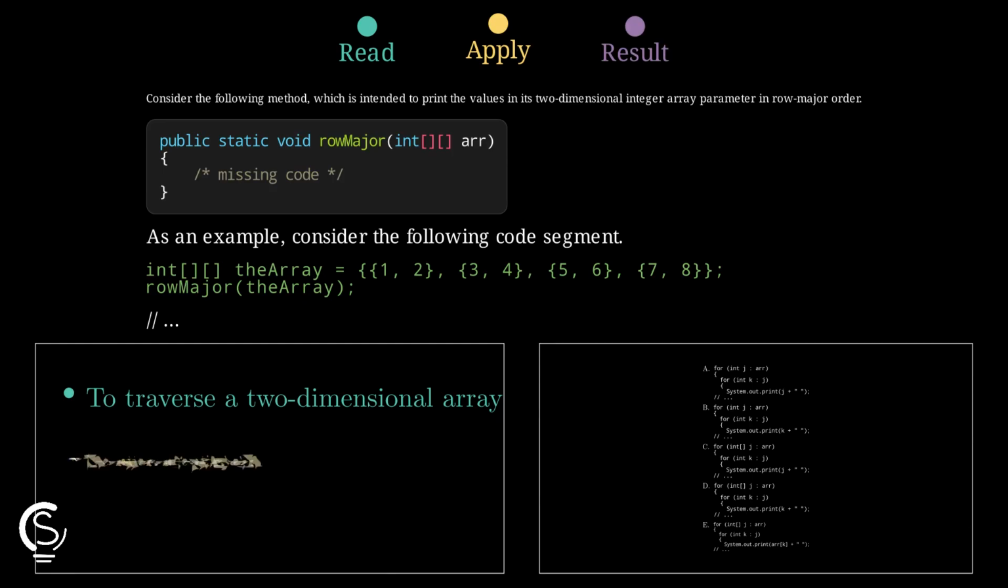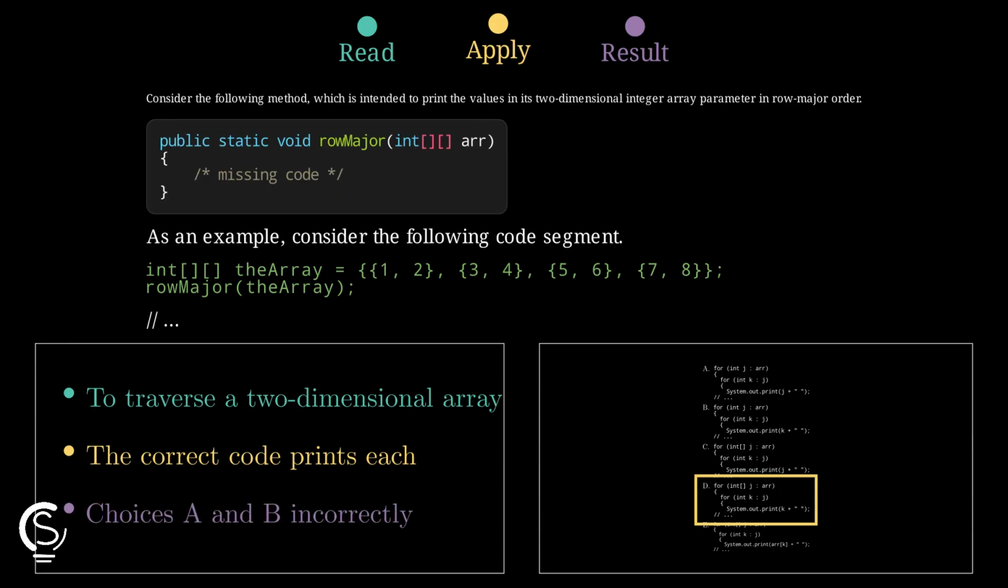Choices A and B misidentify the row variable, while C and E print incorrect data. Only option D correctly handles the row and element.